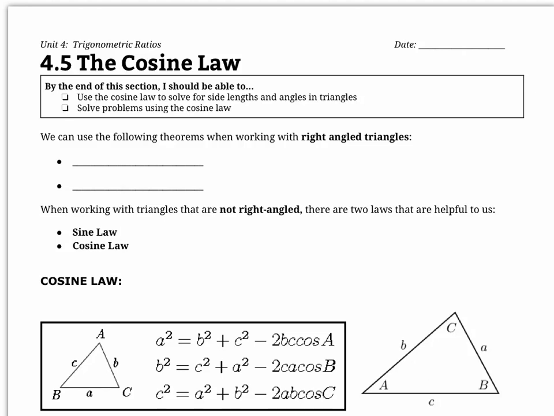In this lesson, we're going to learn one final trigonometry tool, which is the cosine law. So by the end of this lesson, we should be able to use the cosine law to solve for side lengths and angles in triangles, as well as use the cosine law to solve problems.